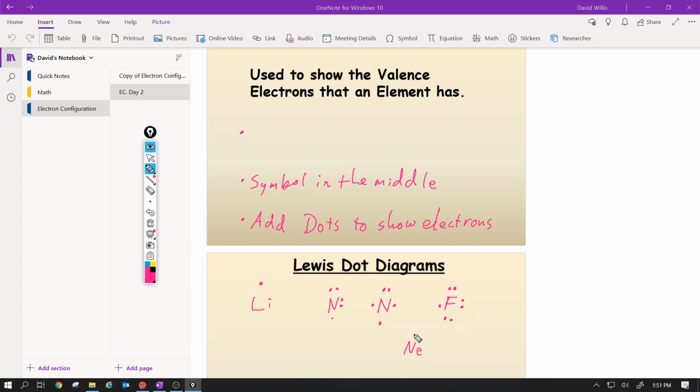Neon, want to represent all 8. 1, 2, 3, 4, 5, 6, 7, 8. Okay. What's in between nitrogen and fluorine? Oxygen? I didn't do that intentionally. 1, 2, 3, 4, 5, 6.